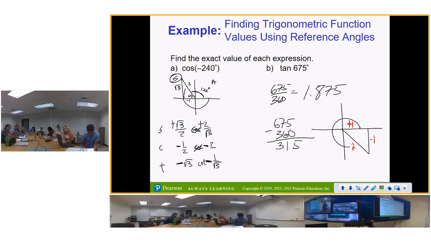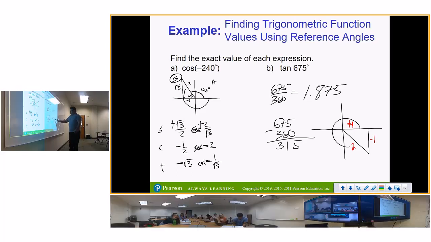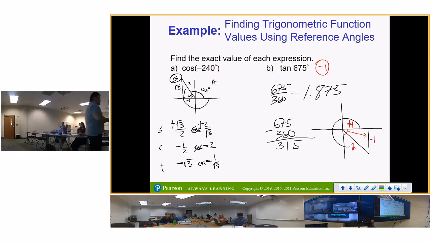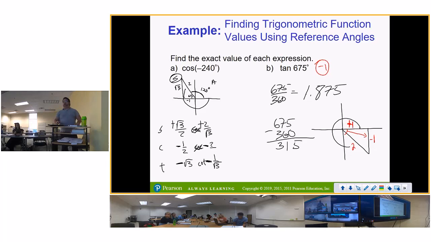So if I want the tangent, opposite over adjacent, negative 1 over 1 is? Again, I didn't memorize anything. I just found out where I was, and that's where I put it.